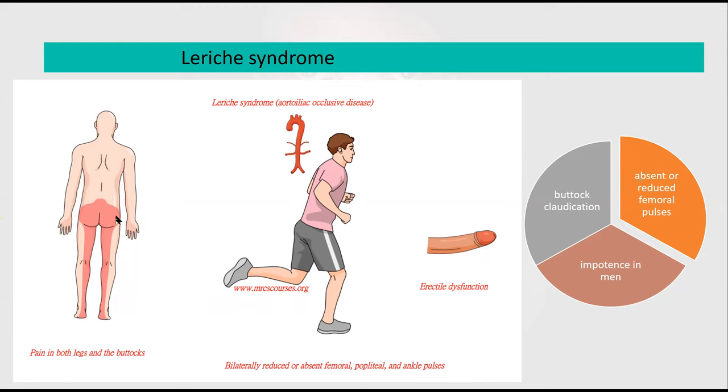reduced or absent femoral pulses, buttock claudication, mainly buttocks, and erectile dysfunction, because the arterial system for the penis will not be going well. So this will lead to erectile dysfunction. So please don't forget, again, buttock claudication, impotence in men, absent or reduced femoral pulses. This is aortoiliac disease, in brackets, Leriche's syndrome.